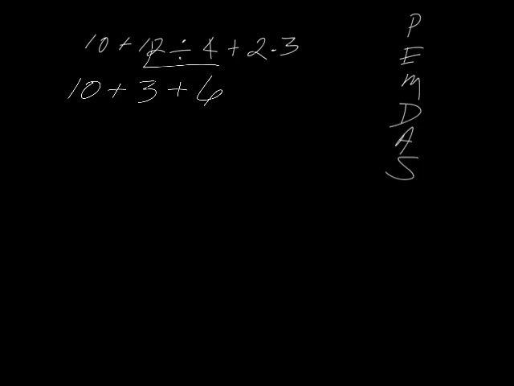So I just did multiplication and division from left to right, and I did them both in the same step, which is fine. So now I've just got three numbers to add together, and I get 19 for an answer.